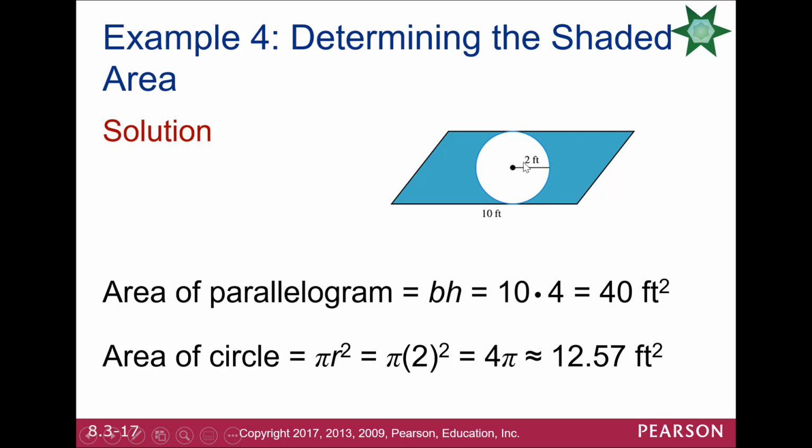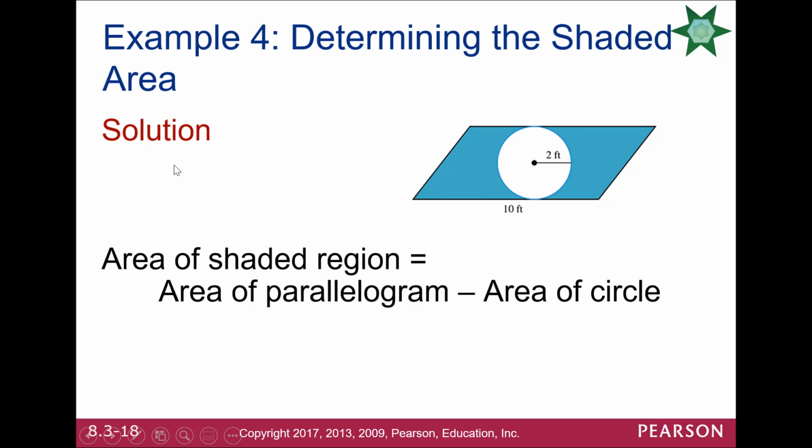The area of the circle is pi r squared. So it's pi times 2 squared, or 4 pi. Remember, again, we're going to use 3.14. So we multiply, and then we can subtract.